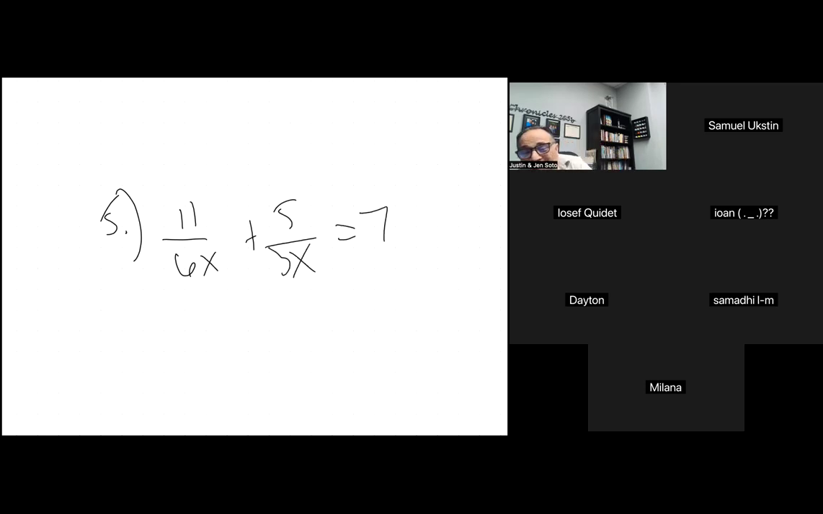Let's keep on working. Let's do number 5. Some of the hardest stuff we've done all year. Which way do you want me to do it? Do you want me to combine like terms and solve, or do you want me to clear the denominator all the way across and solve? You tell me. Clear the denominator, okay?